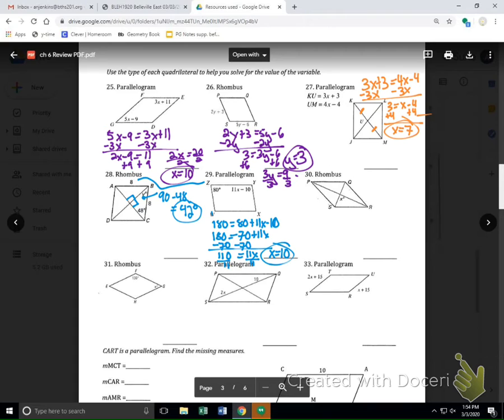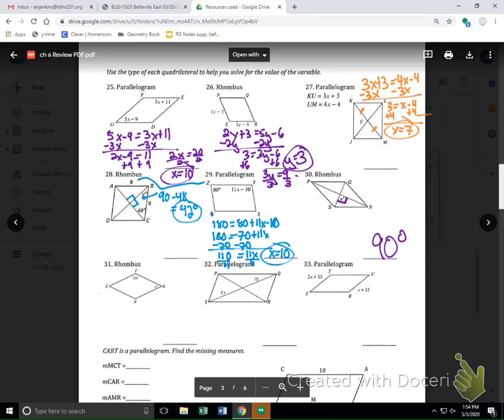Okay, this one is a rhombus. What do we know about diagonals in a rhombus? They bisect, but they also meet at 90 degrees. We learned it in number 28. So for this one, angle x has to be 90 degrees.